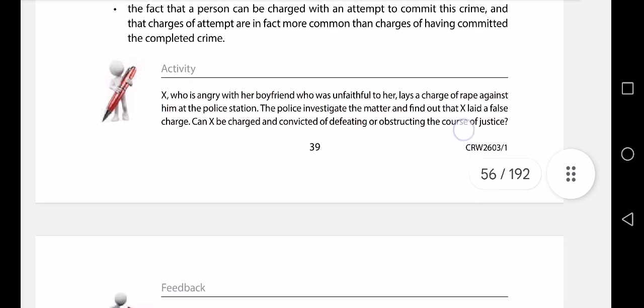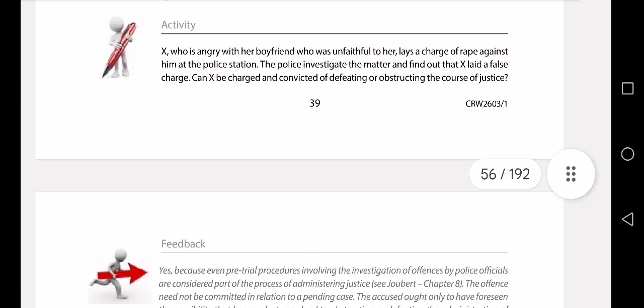Activity. X, who is angry with her boyfriend who was unfaithful to her, lays a charge of rape against him at the police station. The police investigate the matter and find out that X laid a false charge. Can X be charged and convicted of defeating or obstructing the course of justice?